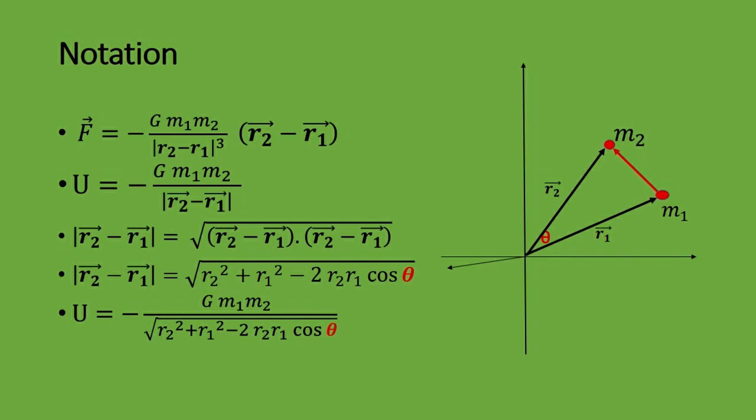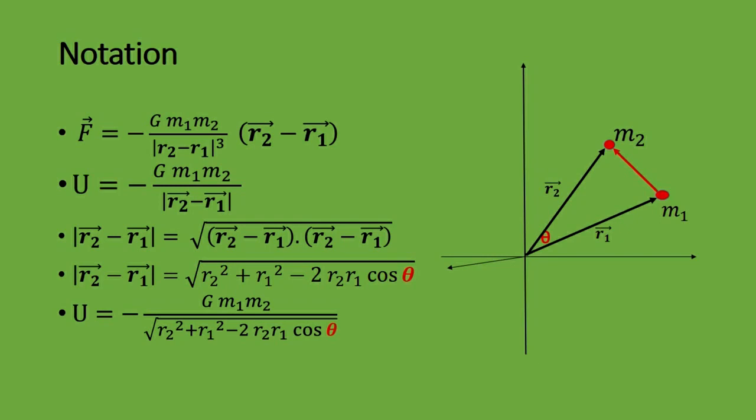Because mass number 1 and mass number 2 are shown here, we can define the position vectors for these masses. Mass number 1 has a position vector called R1, while mass number 2 has a position vector called R2. What we are interested in is the red vector, the vector that connects mass 1 to mass 2. How can you write this vector using R1 and R2?